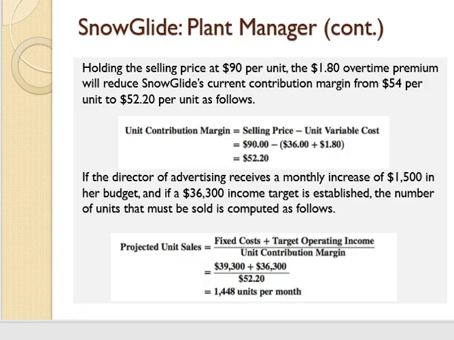And like I said to you, how powerful this kind of concept is, because you could change all the facts and do what-if analysis, what we call sensitivity analysis. It's an excellent tool. So let's say you're still going to keep the selling price at $90 per unit. The $1.80 overtime premium will reduce the contribution margin from $54 to $52.20, because now we're going to change the variable cost from 36 dollars. We're going to add another $1.80 to it. So now my contribution margin is $52.20.